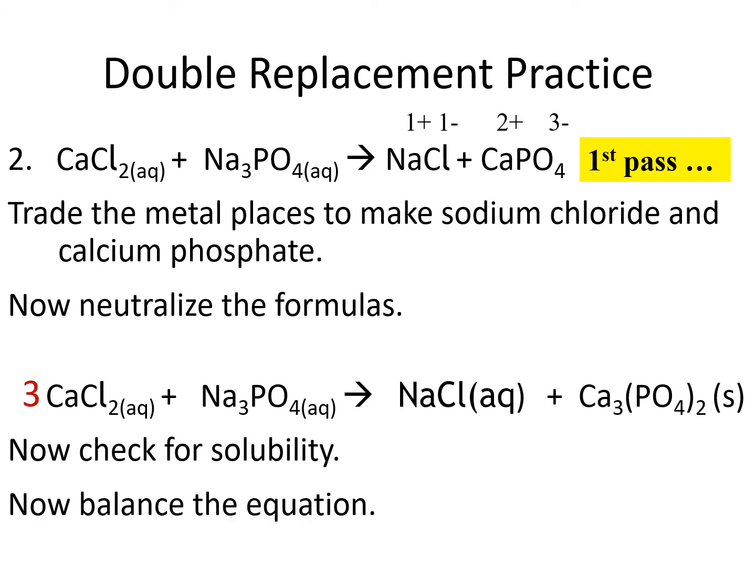That might be a good place to start, so let's put a 3 in front of the calcium chloride. That gives us 6 chlorines, so we need to put a 6 in front of the sodium chloride. That means we now need to put a 2 in front of the sodium phosphate, and that should balance it. So there's your final answer for the double replacement reaction between calcium chloride and sodium phosphate.